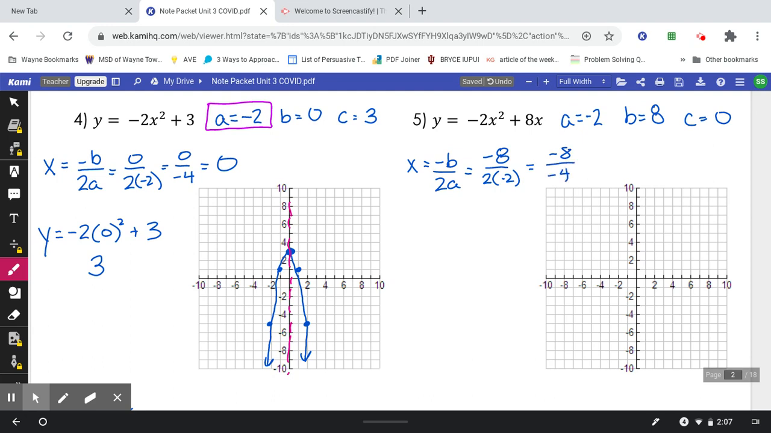Multiply. And then divide. Once you get your answer for x, you're going to plug that into y.